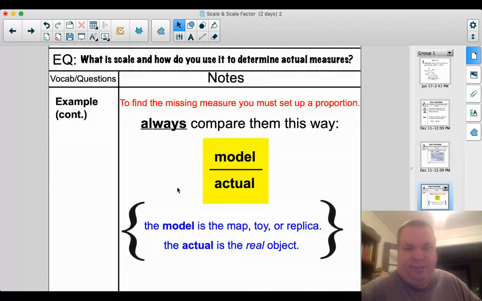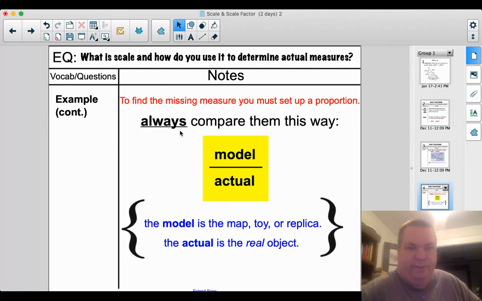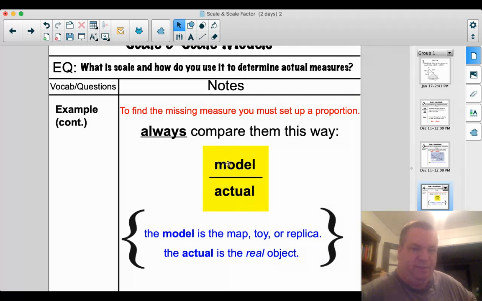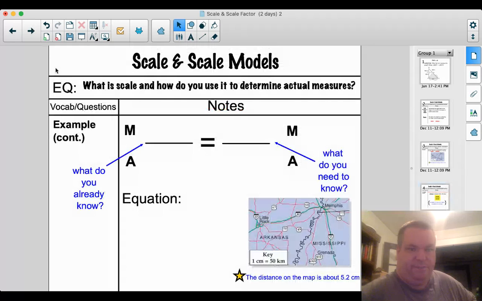We're always going to set up the proportion this way, and we're always comparing it this way, model to actual. This is something we're going to need to be consistent on to make sure we're getting things correct. And this way it's going to be set up every time you see it, so we should get used to seeing it this way. Okay, so the model is the map, toy, or replica. The actual is the real object. So it's always model on top, actual object on bottom in both of our ratios.